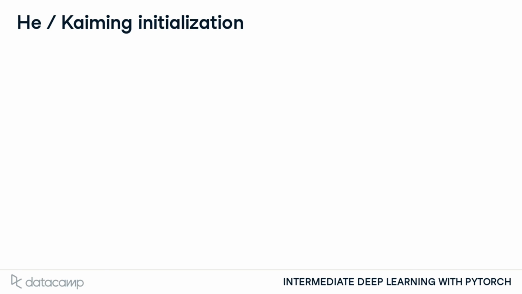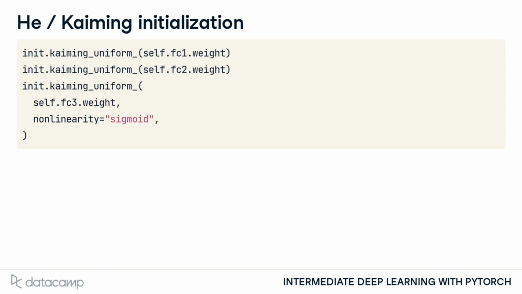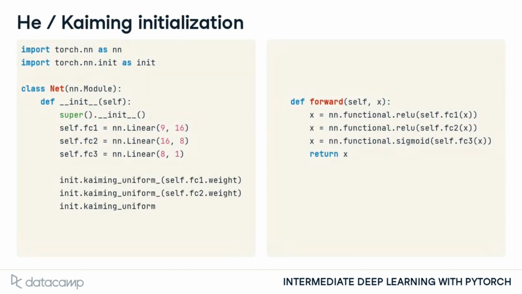To implement it, we need one small change in our model's init method. For each layer, we call kaiming_uniform_ on its weight attribute. For the last layer, where we use sigmoid activation in the forward method, we also specify nonlinearity as sigmoid. This is what it looks like within the full model.